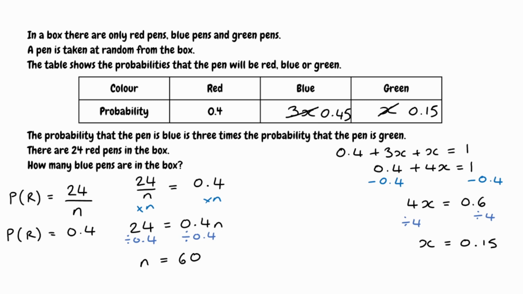So now that we have our total, to find how many blue pens there are in the box, all we're going to do is simply take the probability for blue, which we know is 0.45, and we're going to multiply that by the total number of pens in the box, which we've just figured out to be 60. And if we do 0.45 multiplied by 60, that's going to give us 27. So there are 27 blue pens in the box. And that would be the answer to our question.